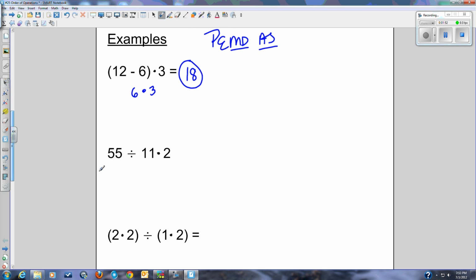Next problem. 55 divided by 11 times 2. So we have division and multiplication. Remember, division and multiplication are done from left to right. So whichever one occurs furthest to the left is what we do first. So that would be division. 55 divided by 11 is 5. Bring down the times 2. So 5 times 2 gives us 10.